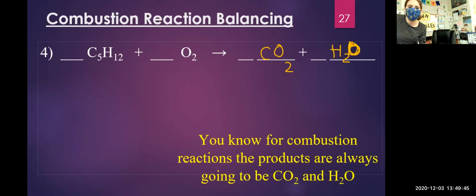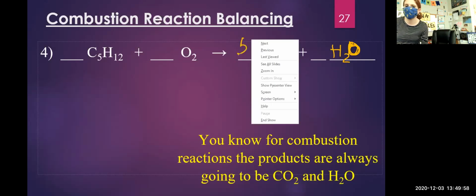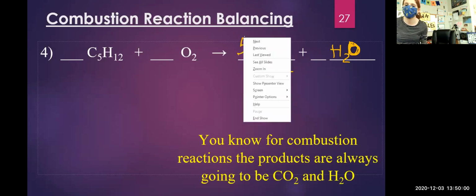So I'm going to start with my carbons. Let's count them out. On the left side, I have 5. How many do I have on the right? Well, I have none right now, or 1 right now, right? As usual, Gabby, you're 1 step ahead of me because I knew what you meant. You knew there needed to be a 5 right there, right?